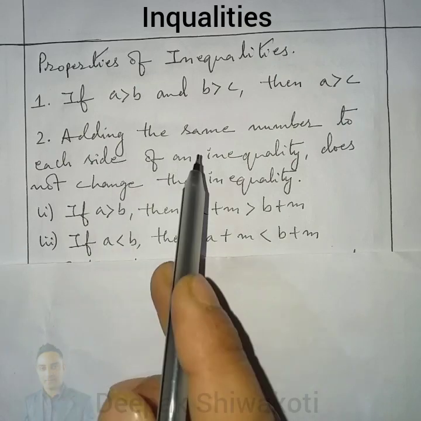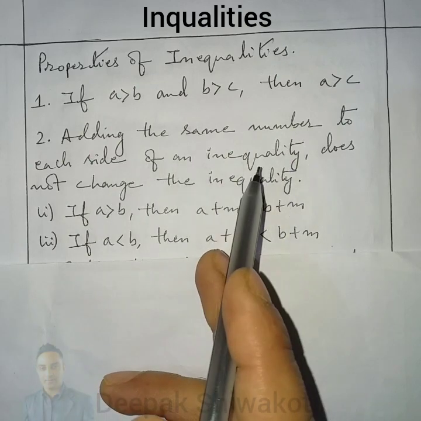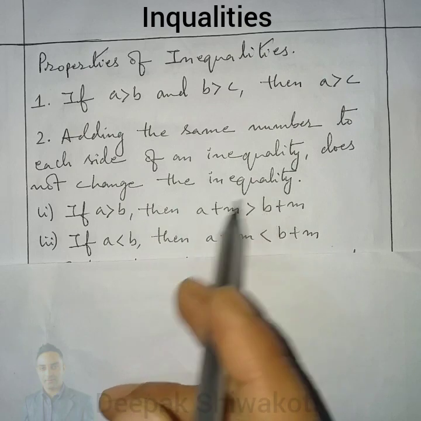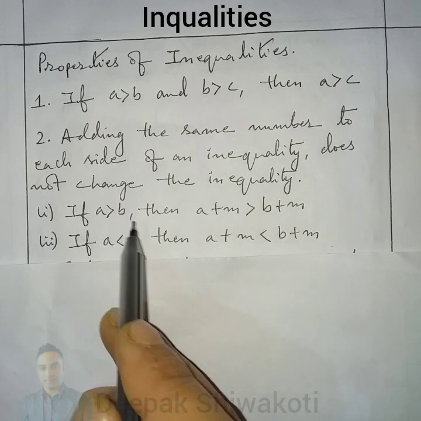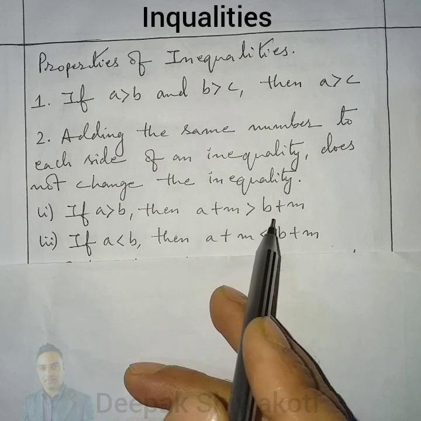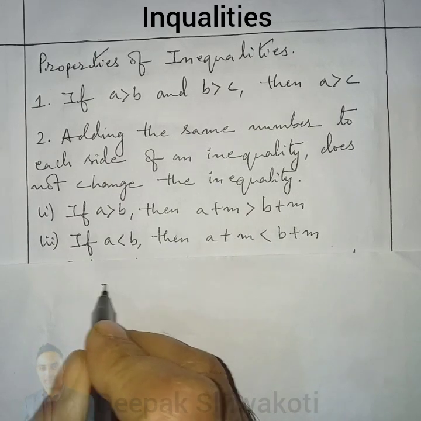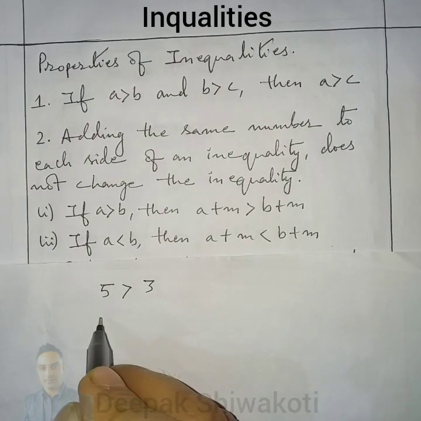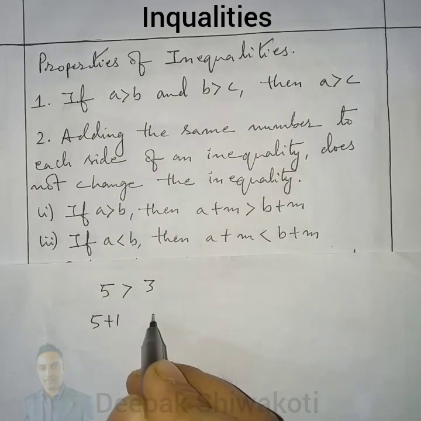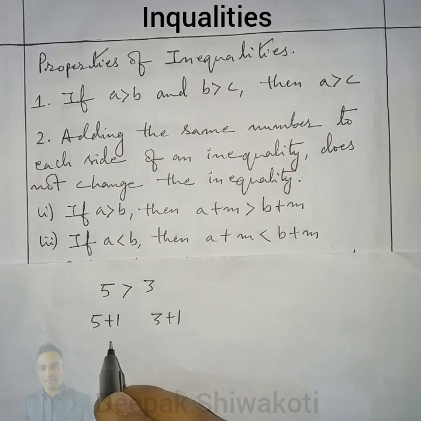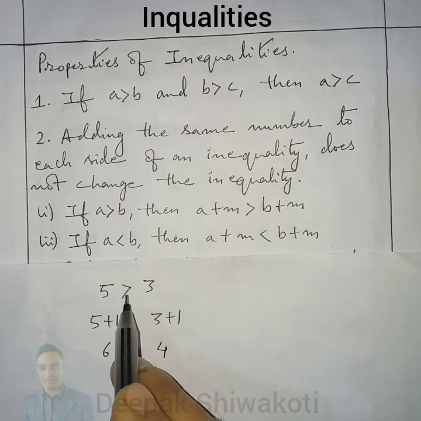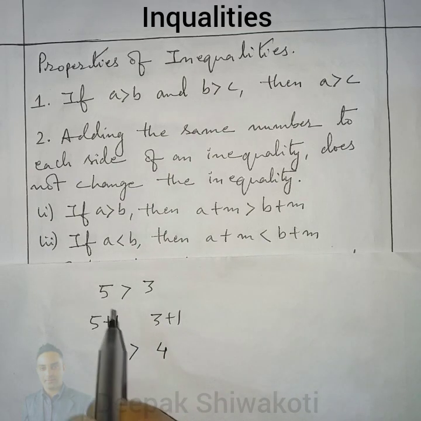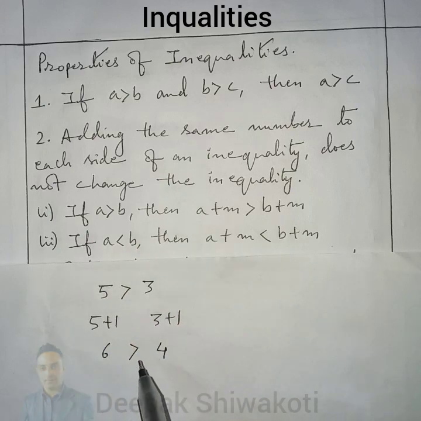Number two, adding the same number to each side of an inequality does not change the inequality. If a is greater than b, then a plus m is greater than b plus m. Suppose 5 is greater than 3, and if we add 1 to each side, 5 plus 1 and 3 plus 1, this will become 6 and this will become 4. The sign of inequality will not change. If we add any number to each side, the sign of inequality will not change.